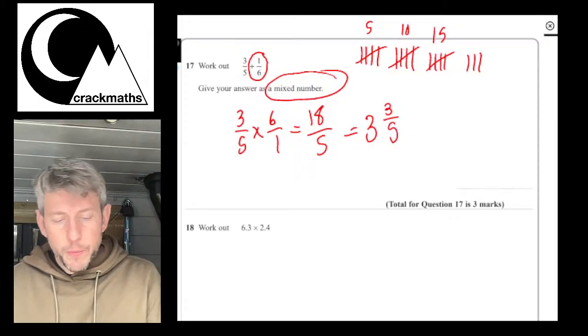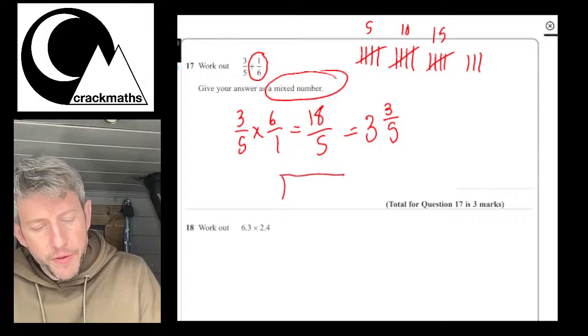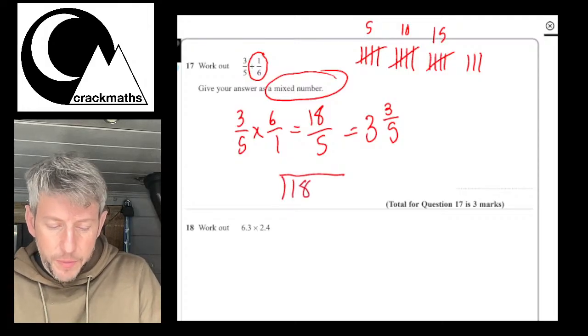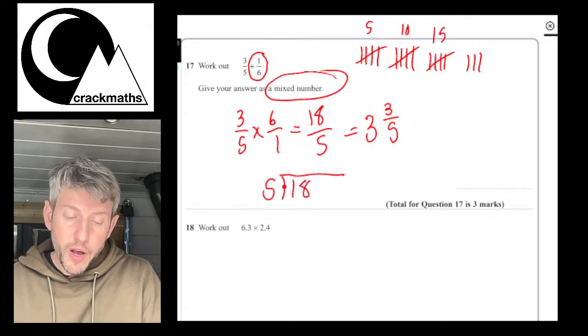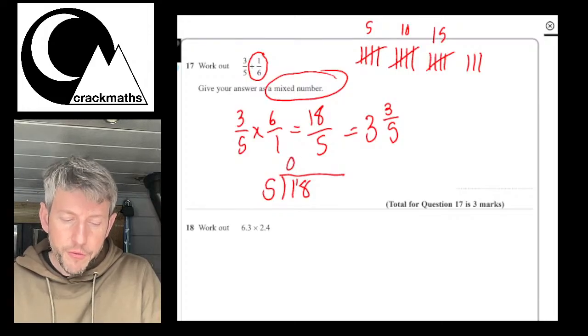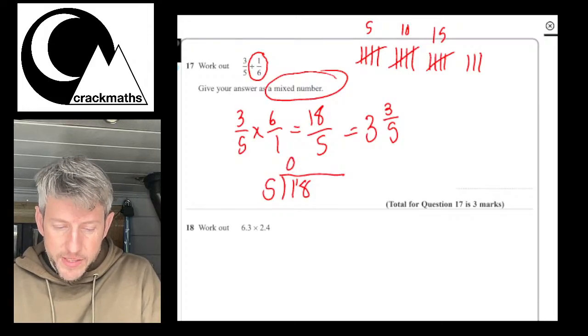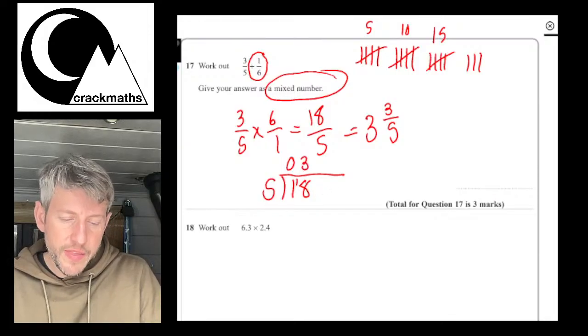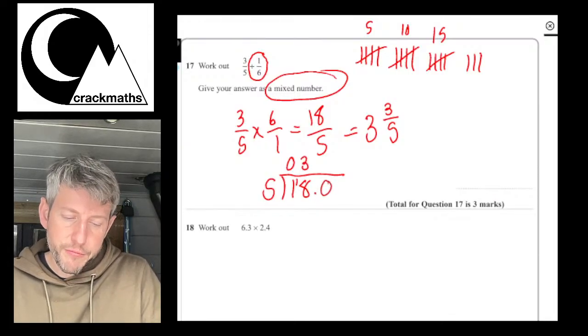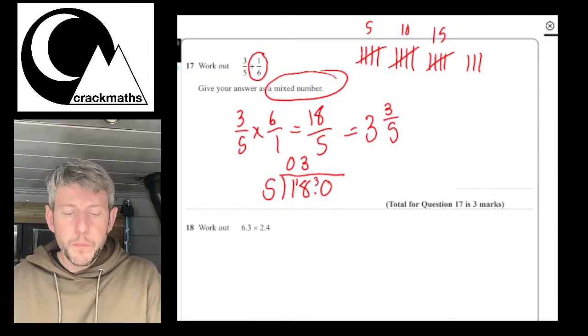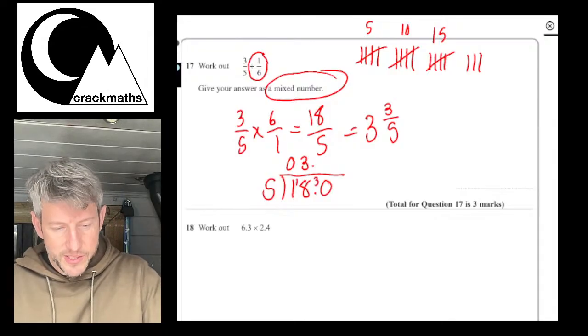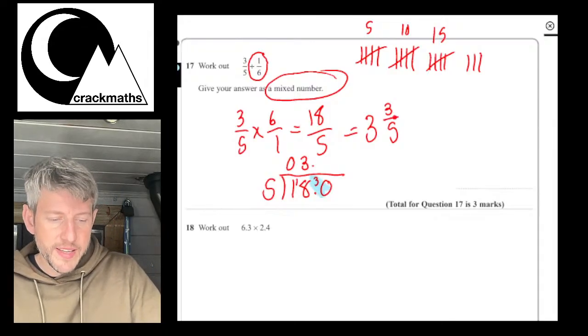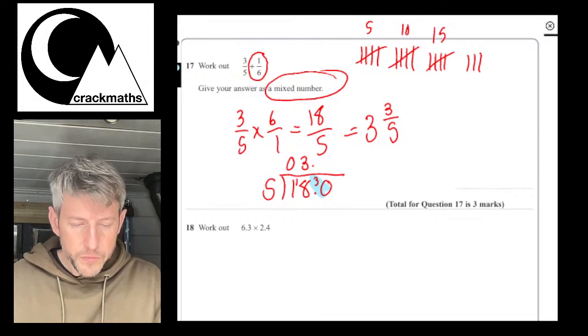The other way to do it would be to do 18 divided by 5. So 5 into 1 doesn't go. 5 into 18 goes 3 times, which is 15. Okay, and then you would have 3 left over. But instead of continuing this journey here, you'd just write it as 3 and 3/5.